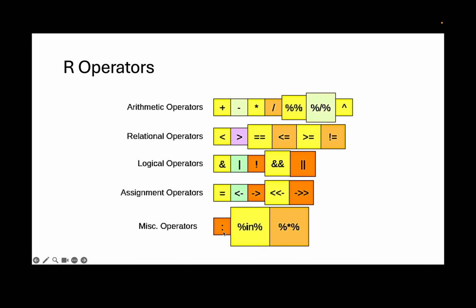This operator colon is mainly used to write a sequence of numbers. For example, 1 to 100, as you saw in the previous example, I used colon. So this is what it is used for when you write different numbers in a sequence. Then this percent in percent sign is used for membership things.